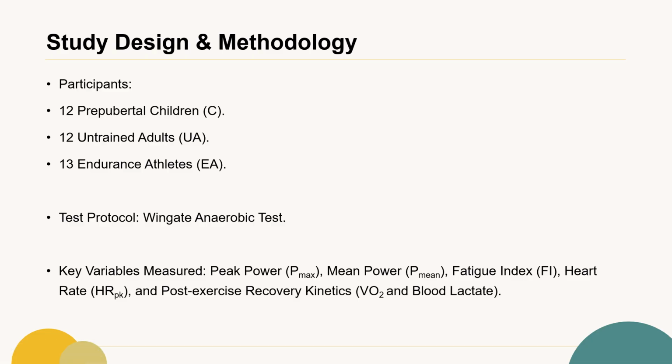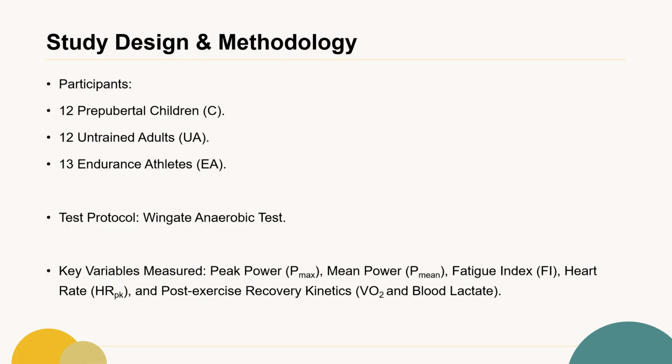The first part is participants. They recruited three distinct groups. Group 1 is 12 prepubertal children. Group 2 is 12 untrained adults. Group 3 is 13 well-trained adults, endurance athletes. During the test, all participants performed the Wingate anaerobic test, which is a standard assessment for anaerobic power.